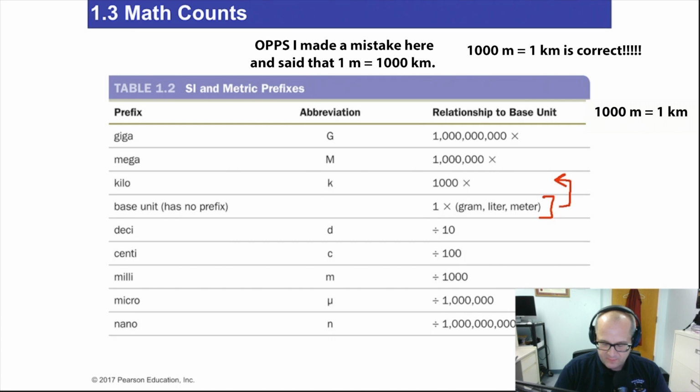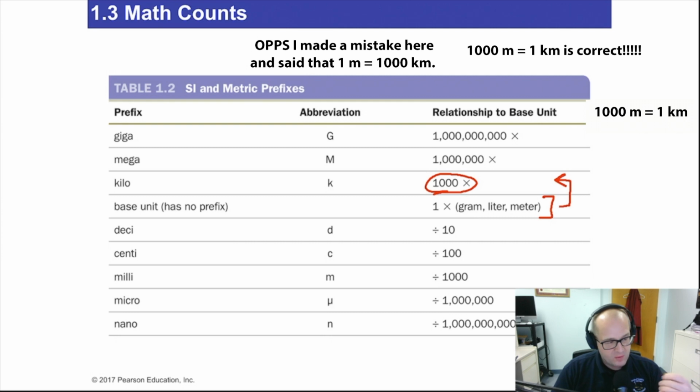Hold on, Dr. Betts. You really didn't just say that there are 1,000 kilometers in a meter, did you? Because I know you actually meant that there are 1,000 meters in a kilometer. I know that's what you meant. Continue. Because if you look at the multiplier, we're multiplying it by 1,000 to get there.